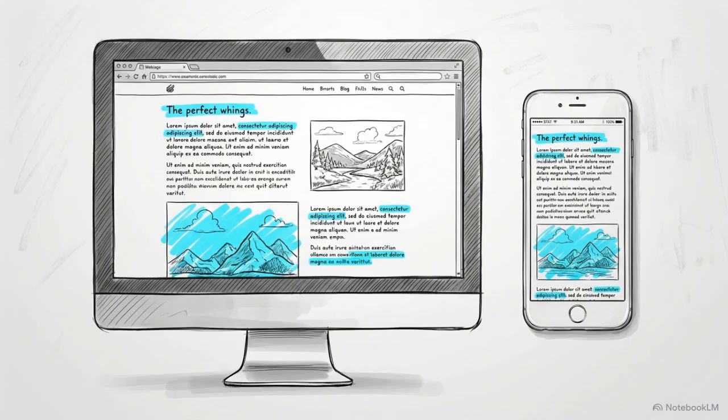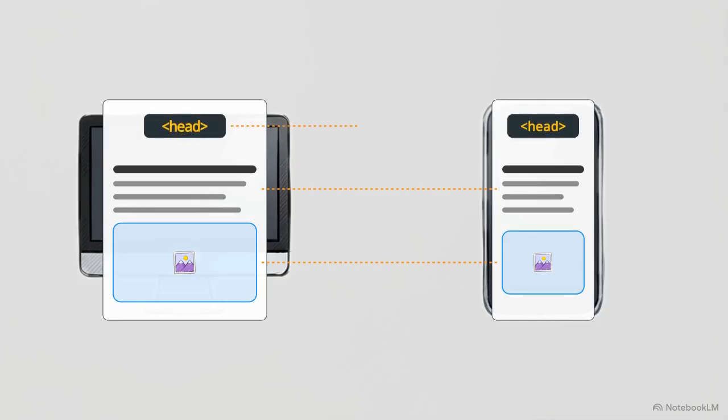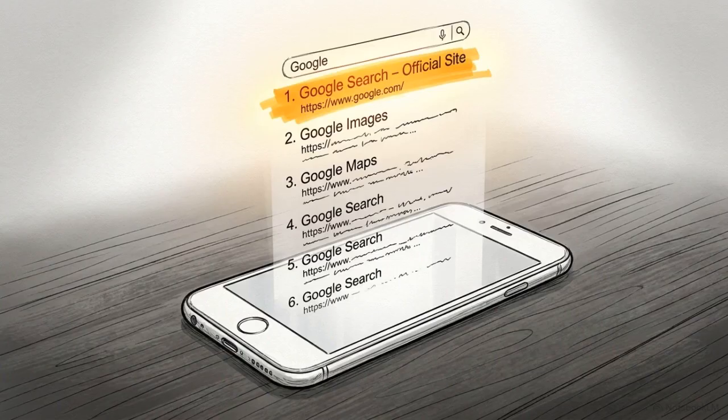To fix this, we need to establish complete parity. Every piece of text, media, and code on your desktop version must have a corresponding match on your mobile version. Because the crawler uses the mobile site as the primary source for its index, your search presence now depends on what is accessible in the mobile environment.